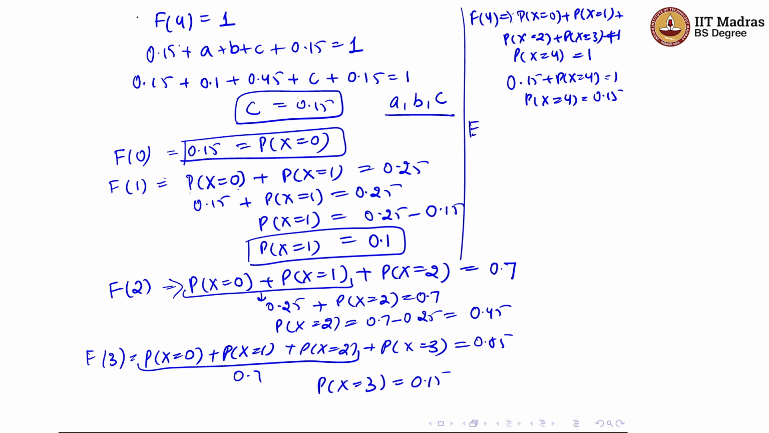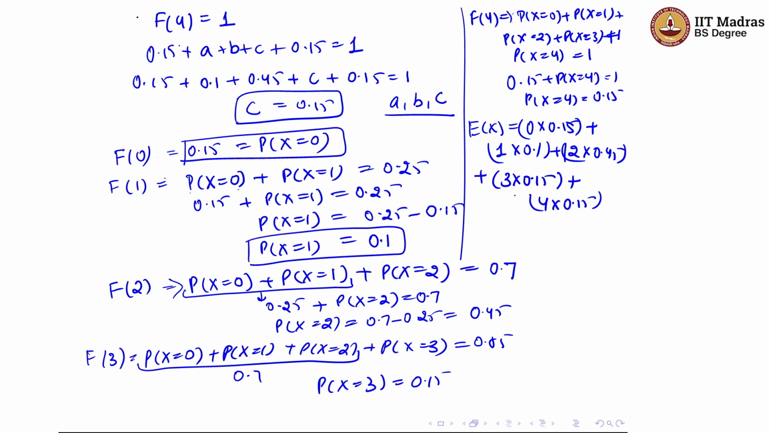Now we will put these in. For 0 the probability is 0.15, plus for 1 the probability is 0.1, for 2 the probability is 0.45, plus for 3 it is 0.15, plus for 4 it is 0.15, right? If we solve all these values, we get 2.05 as the expectation.